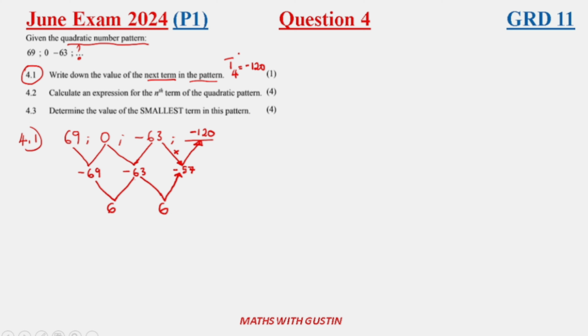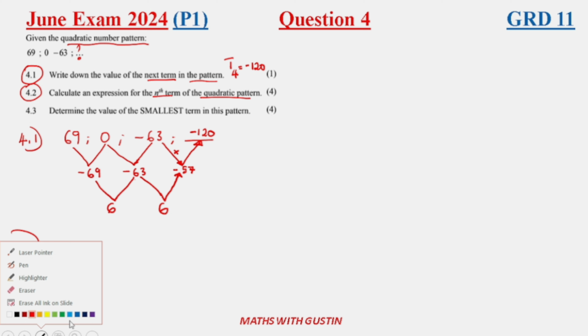Great. Now move on to the next one, 4.2. It says calculate an expression for the nth term of the quadratic pattern, for 4 marks. Okay guys, here I need you to pay attention very closely. I'm going to change the color here because what I'm about to write is something I've really emphasized a lot when it comes to quadratic patterns: you need to know this by heart.